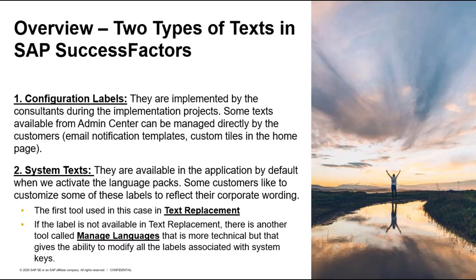Secondly, the system texts are available in the application by default when we activate the language packs. When changes have to be made to these system texts, the first tool that we can use is text replacement. And this is what we will see in this video. When the text is not available in this first tool, we can use another one called Manage Languages. However, Manage Languages is more technical, and we have to be careful when we use this one.